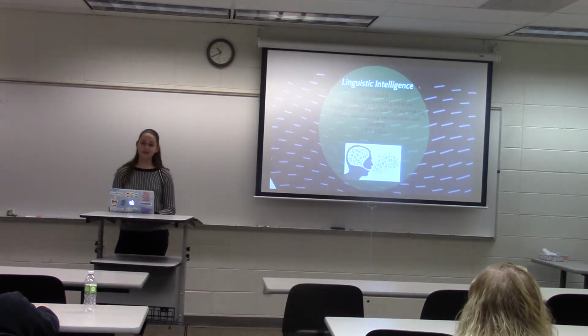The second type of intelligence that he proposed was linguistic intelligence. And people with this type of intelligence have increased ability in places like writing and speaking abilities. And they find it easier to do things like tell or write stories, memorize information, or read passages.